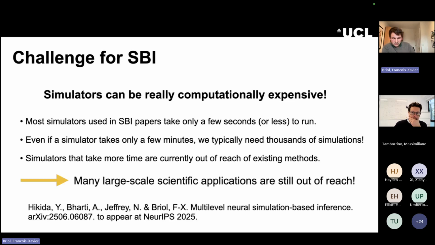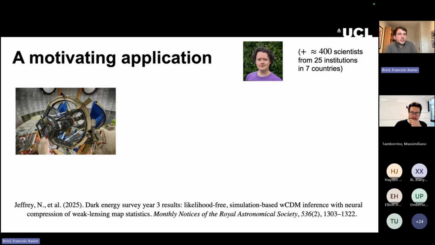Okay. So the motivating application for us comes from physics. It comes from cosmology, to be precise. And it comes from a discussion with Niall. About a year ago, Niall and I had a meeting, and we were discussing how they're using SBI in cosmology, and specifically, he's heavily involved in what's called the Dark Energy Survey. That's a very large intercontinental collaboration with over 400 scientists in all sorts of countries.